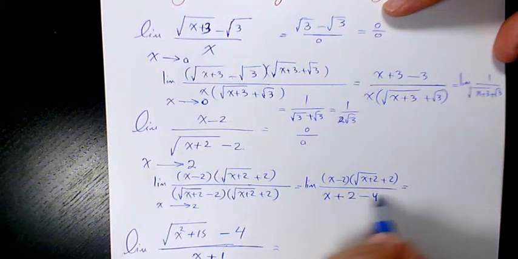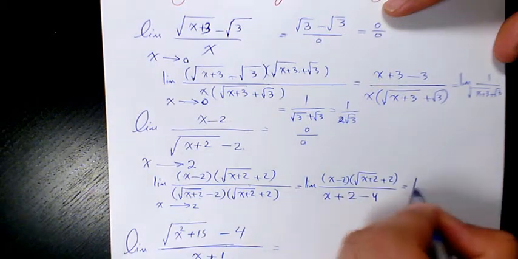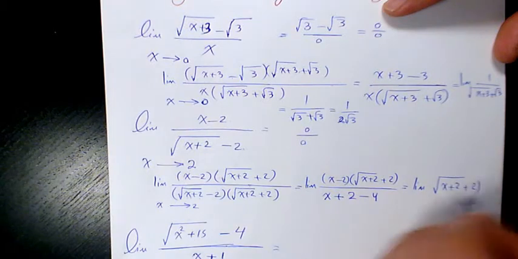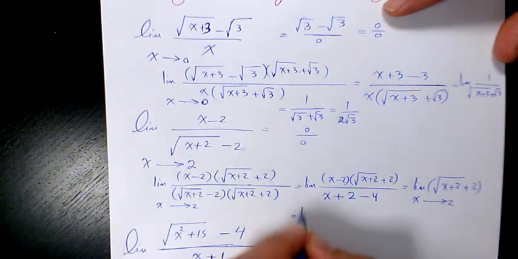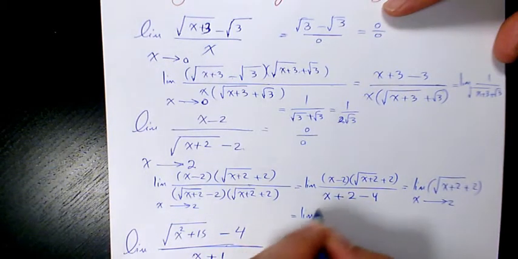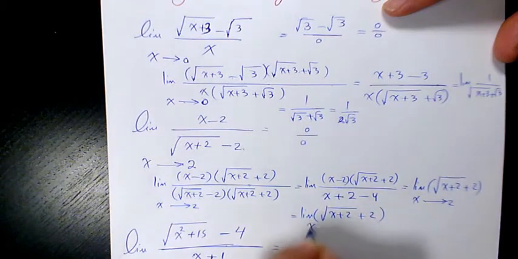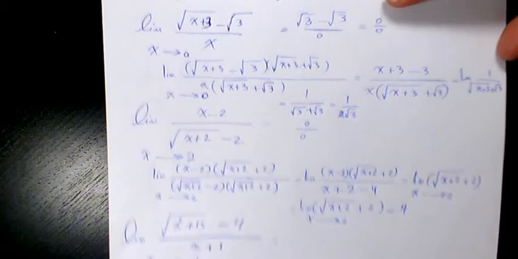That's going to be x minus 2 divided by that. It is going to be limit of square root of x plus 2 plus 2 when x approaches 2. Limit of square root of x plus 2 plus 2 when x approaches 2 is going to be 2 plus 2, which is going to be 4.